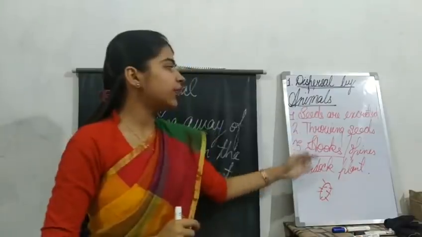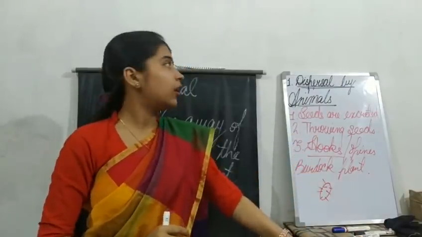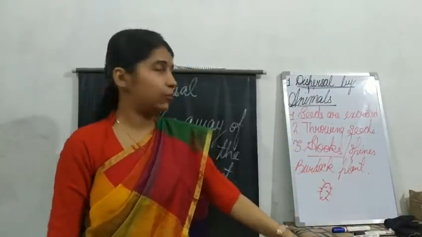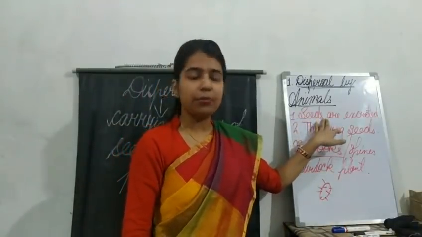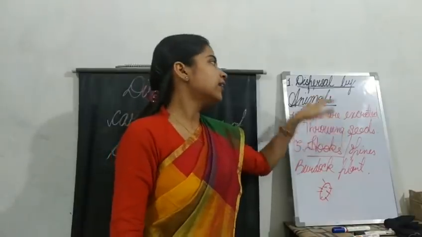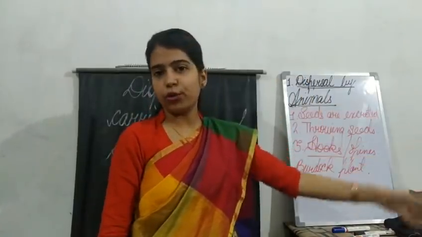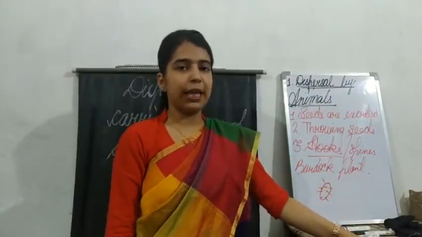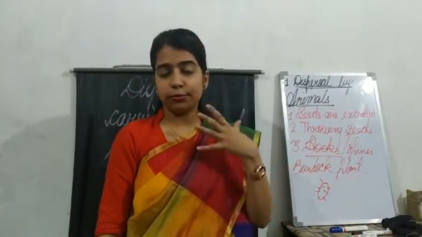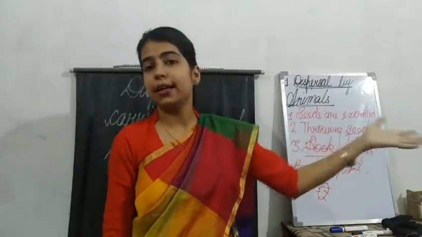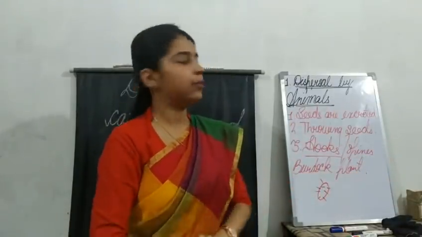So these are the three features, especially how seeds are dispersed by animals. That is, either they will eat it and excrete it in their droppings, and this way the seeds will fall in a new place and dispersal will take place, or they eat the fruit and throw the seeds here and there. In this way also dispersal takes place.